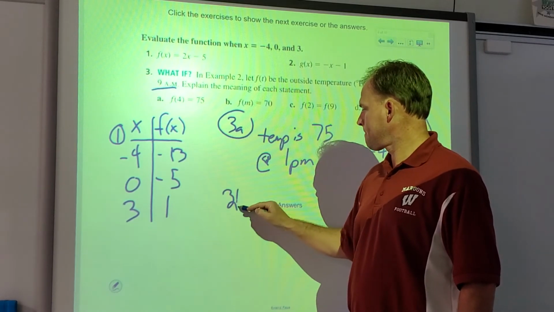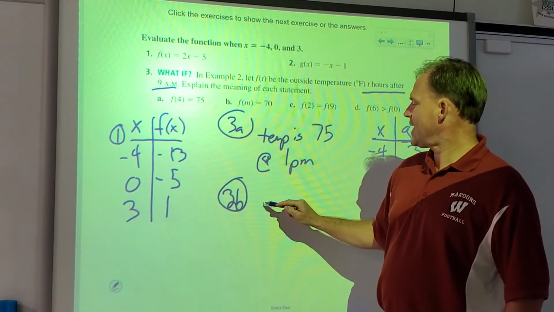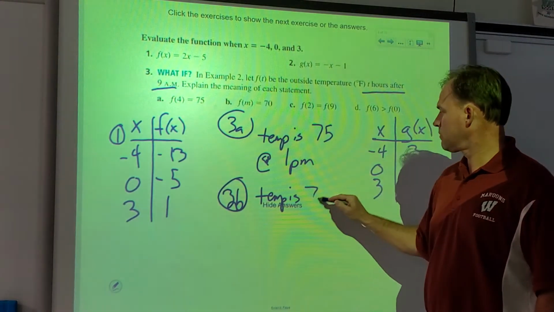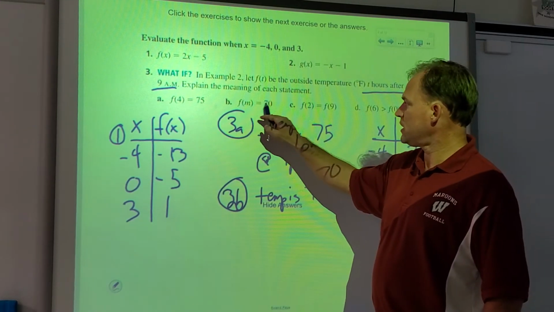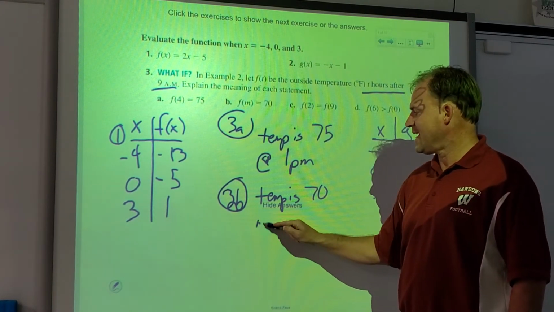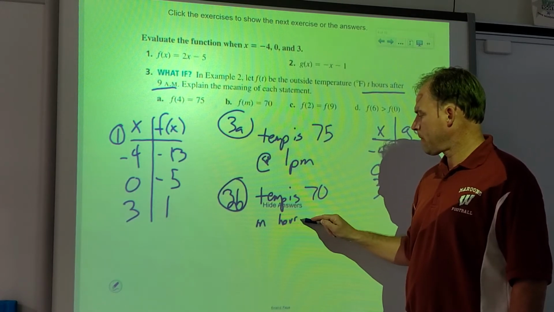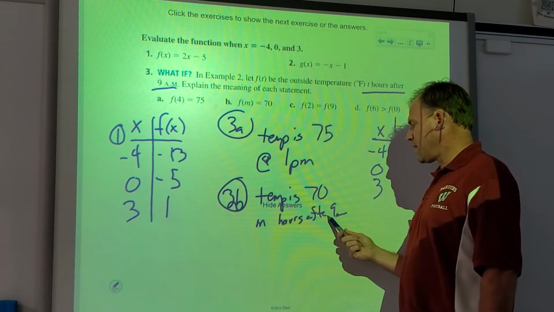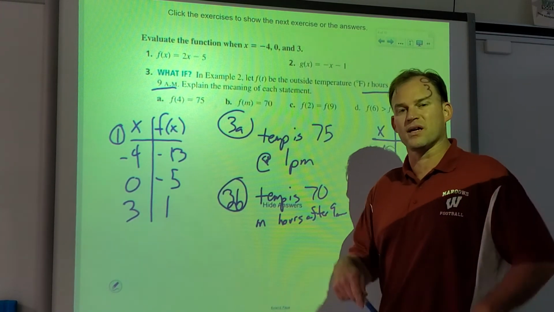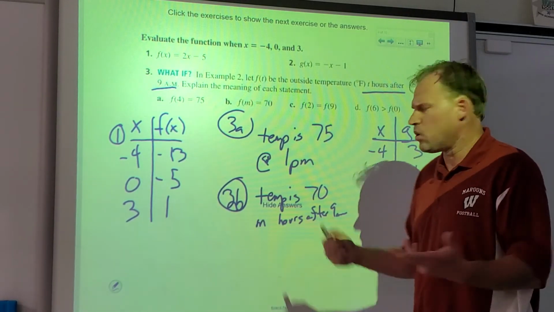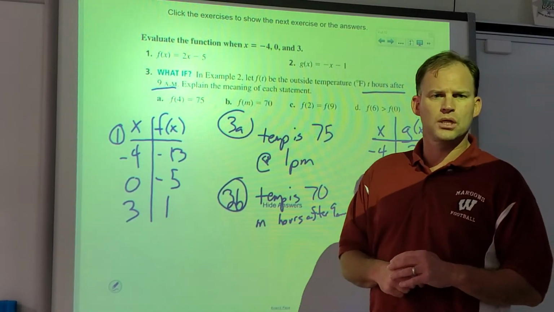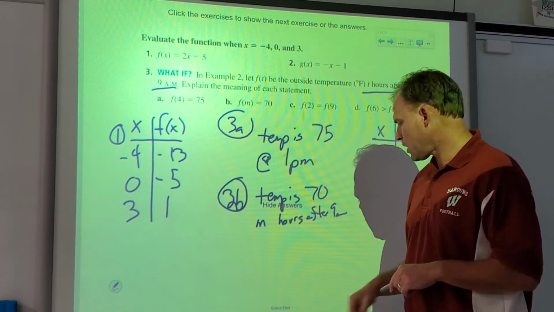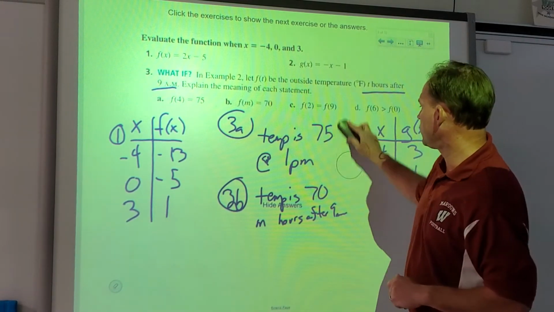3b. The function equals 70. The temperature is 70, M hours after 9 a.m. I don't know how many hours I'm dealing with here. It's M hours after 9. So you just have to write it as such because you don't know any specific numbers. Write this down because I'm going to erase it. I need the room.